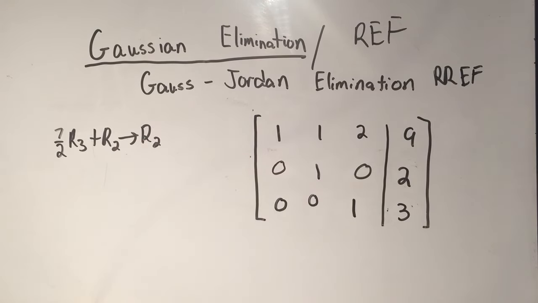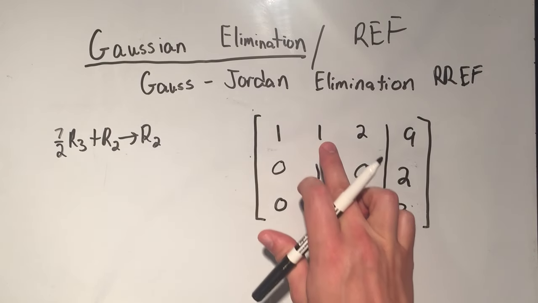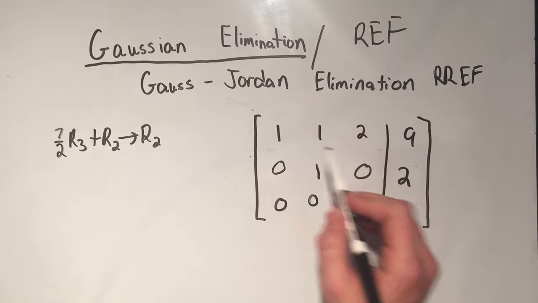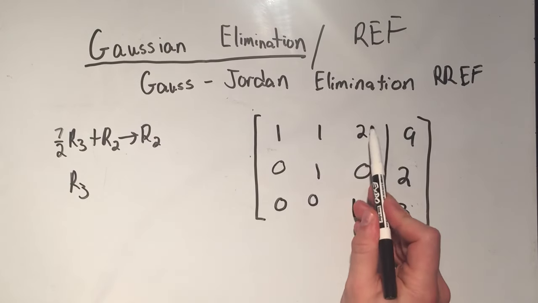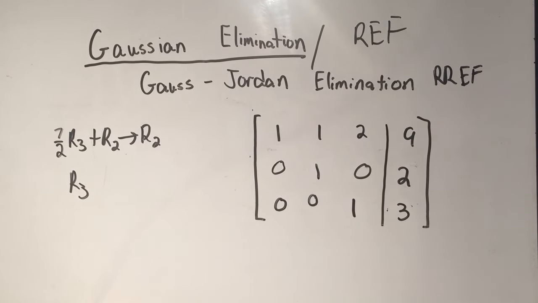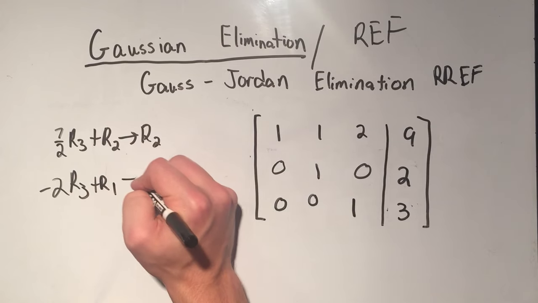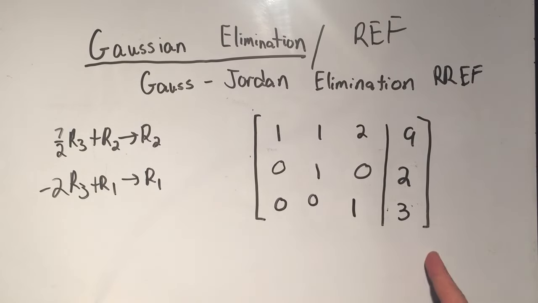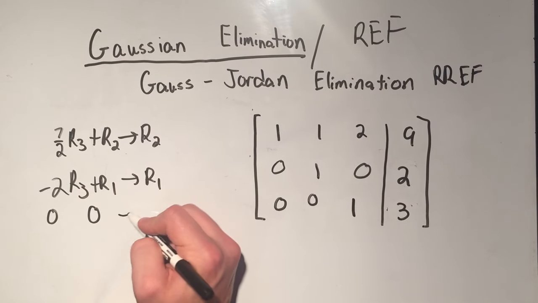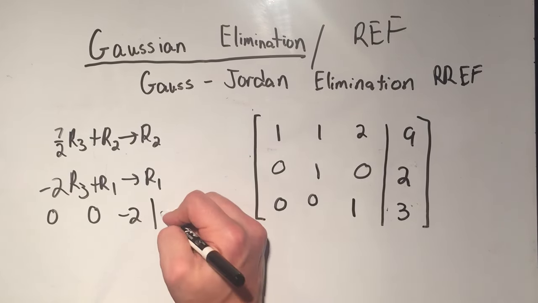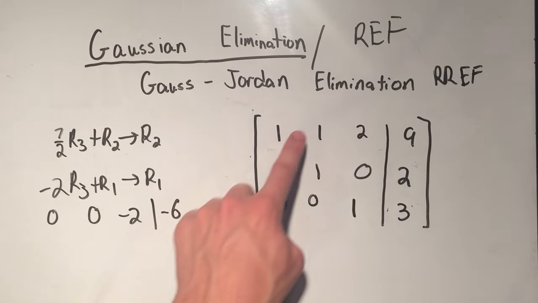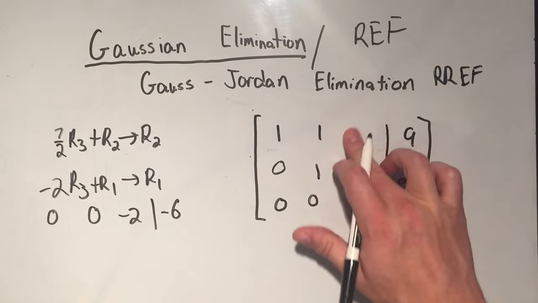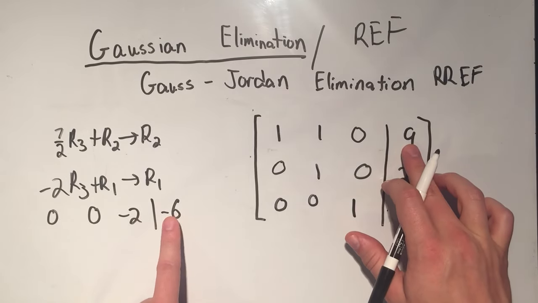And now I'm going to do almost the same thing. I'm going to have to use the third row and the second row and add it to the first row to get rid of this number and this number. So to use the third row to get rid of this 2, since I want zeros all the way up, I'm going to do minus 2 times row 3, add it to row 1, and that'll be my new row 1. So minus 2 times my third row, that's 0, 0, minus 2. Minus 2 times 3 is minus 6. And now if I add this to my first row, 0 plus 1 is 1, 0 plus 1 is 1, minus 2 plus 2 is 0, and then minus 6 plus 9 is 3.